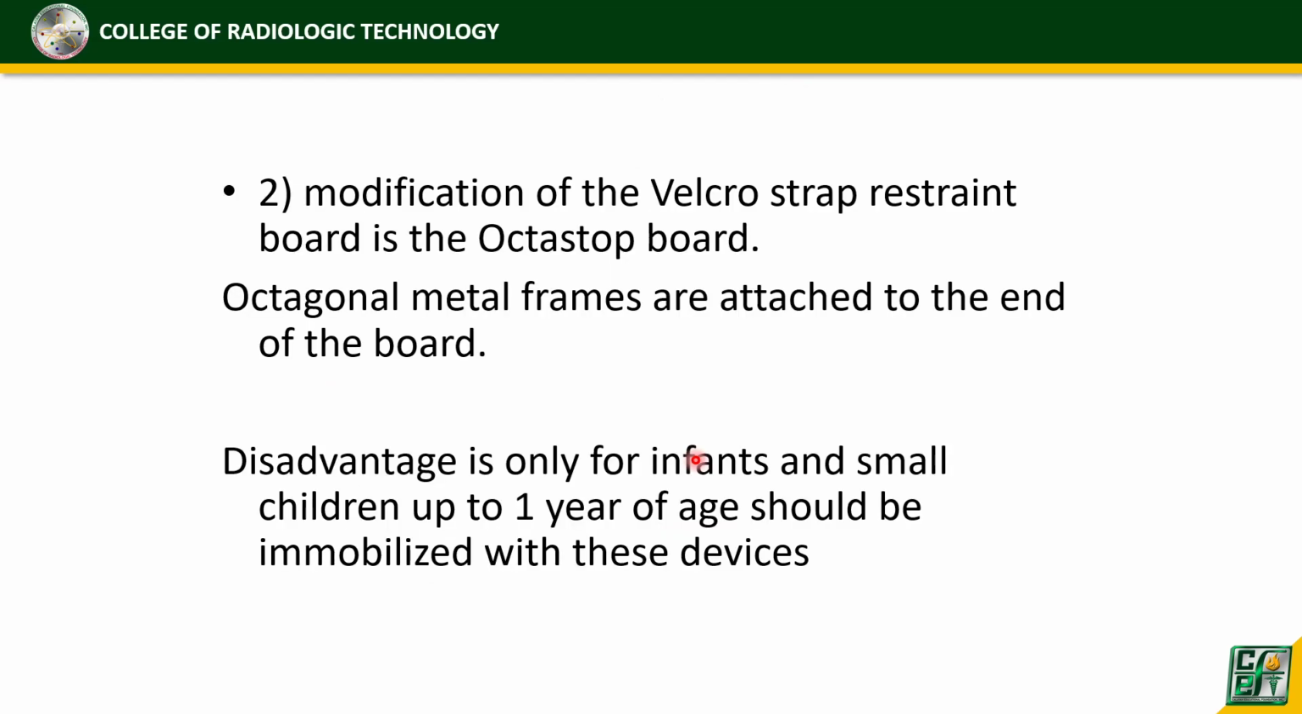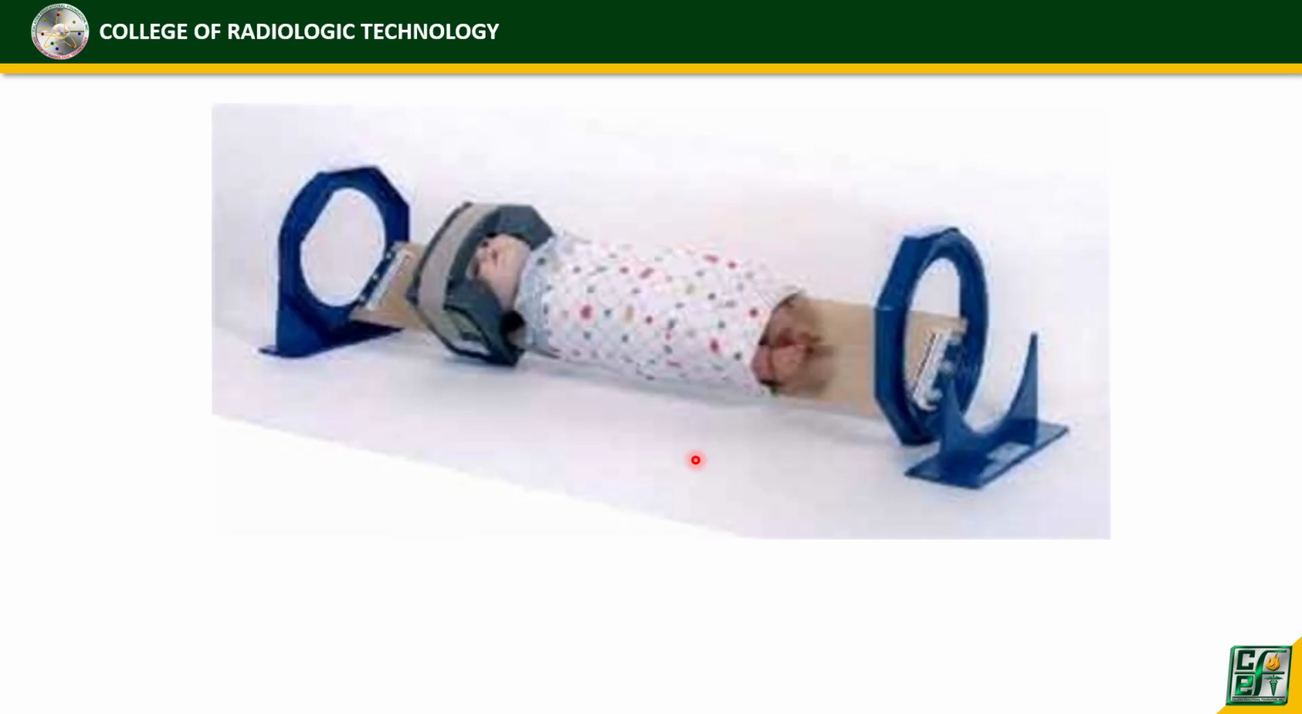Then modification of the Velcro strap restraints board is the octa-stop board or octagonal metal frames are attached on the end of the board. So, yan. Octagonal kasi, yan. Octagonal, 8 sides yung cylinder niya, yung pangalan niyan. Basta may 8 sides yung magkabilang dulo. So, restraints, okay? Siyempre, naka-protected yung ulo. Naka-strap yung buong body ng pasyente, ng baby. So, yung pati kamay niya dapat ay properly positioned. Nasa gilid lang yung kanya mga kamay.